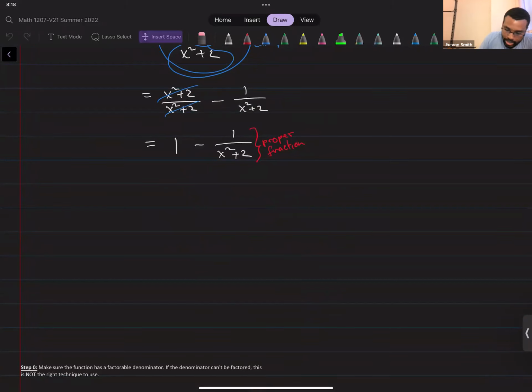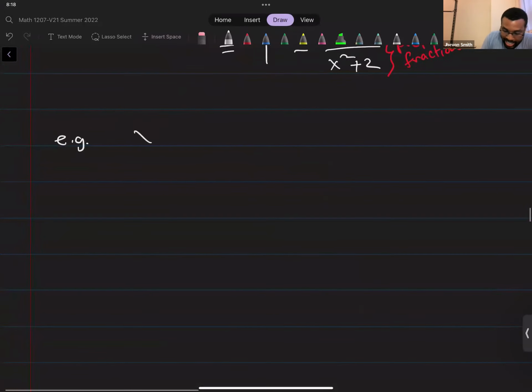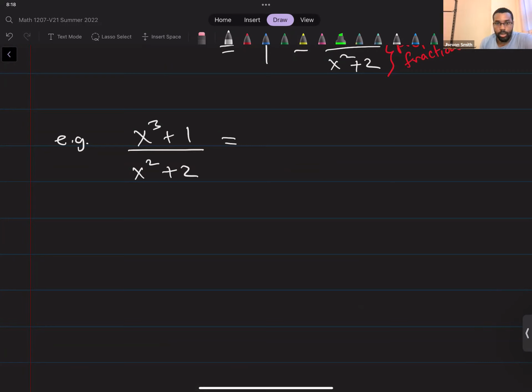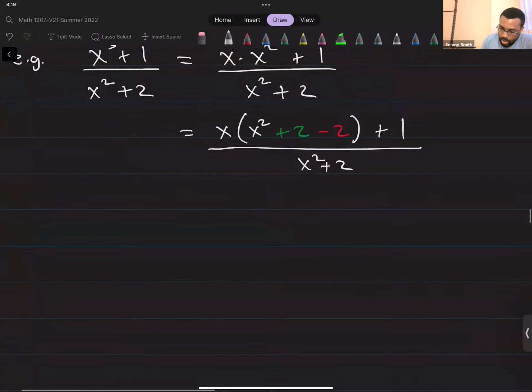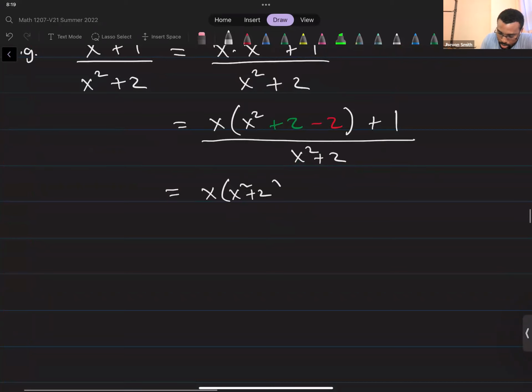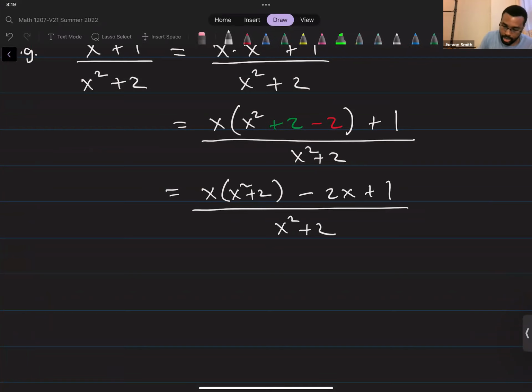Let me give you a slightly more complicated example. Instead of x squared and x squared, let's say I had x cubed plus 1 over x squared plus 2. Here I can think of this as x times x squared. Then I can add the 2 and subtract the 2 inside the parentheses. So this becomes x times (x squared plus 2 minus 2) plus 1, and there I've gotten my denominator as a factor in the numerator.